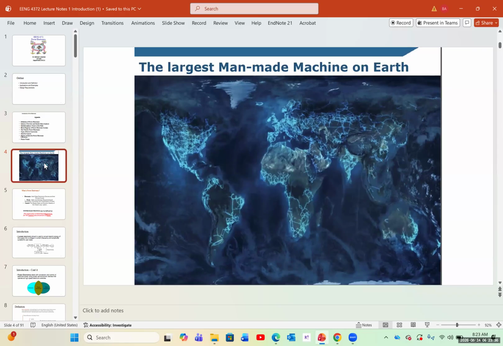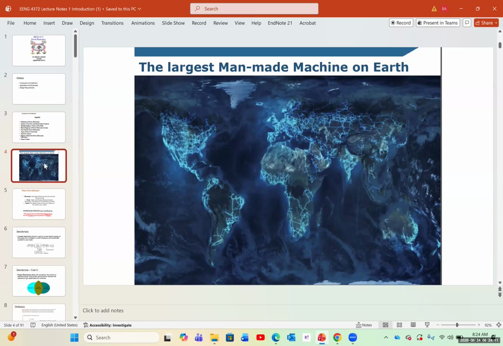This is an interesting picture that I would like to share. Can you guess what's the largest man-made machine on Earth? Yes, our power grid is the largest man-made machine on Earth. In some sense, it's just a single machine. The grid in the US, like ERCOT in Texas, is completely connected. And imagine thousands of miles of wires and transmission lines.